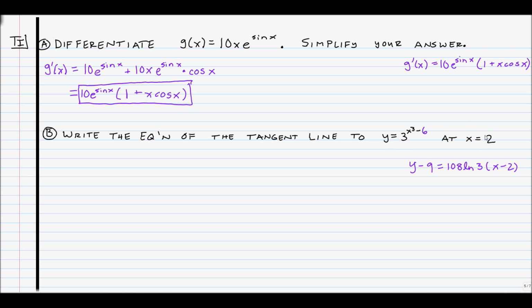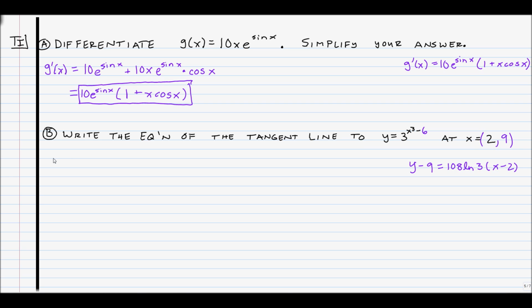So first, before I do anything else, I don't know what the y value is at this point, and I know I'm going to need it in the tangent line equation. So I'm just going to plug in 2 over here. So 2 cubed is 8. 8 minus 6 is 2. 3 to the second power is equal to 3 squared, otherwise known as 9. So I've got to find the tangent line at 2, 9. So I've got that piece and that piece from what you see in the answer down here.